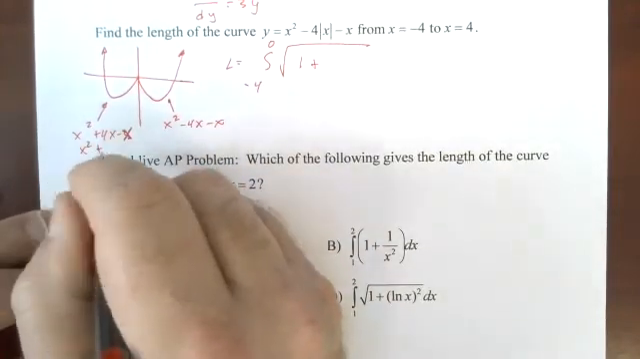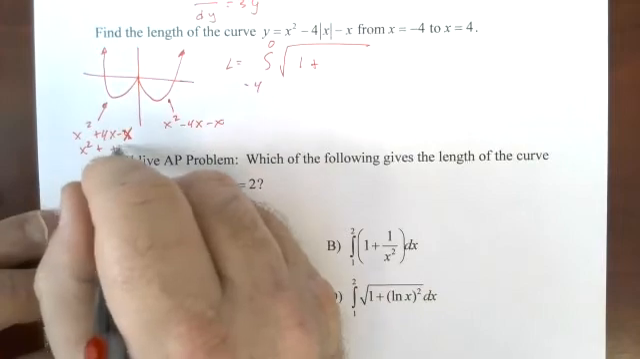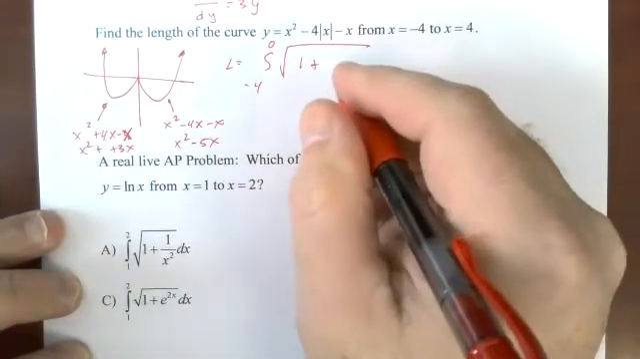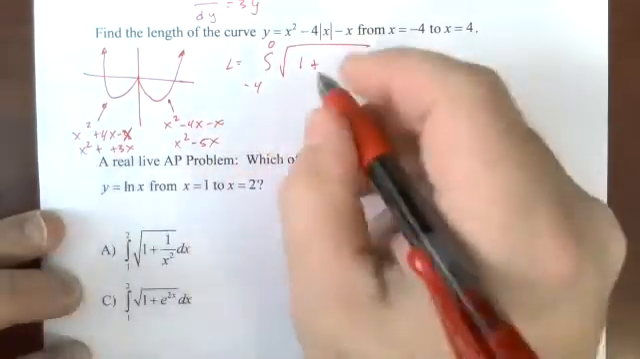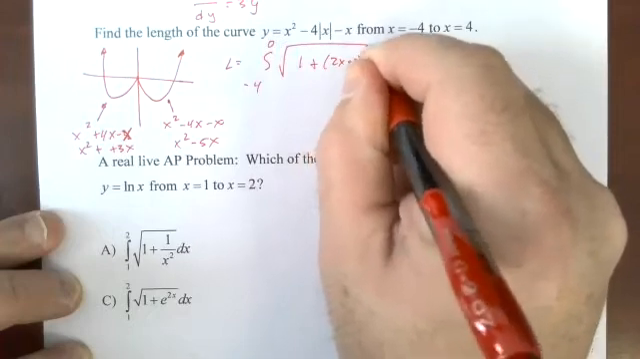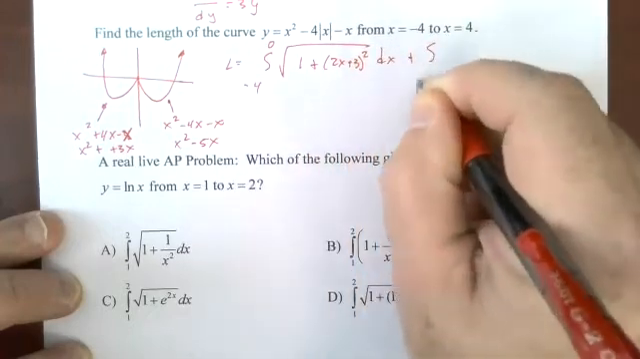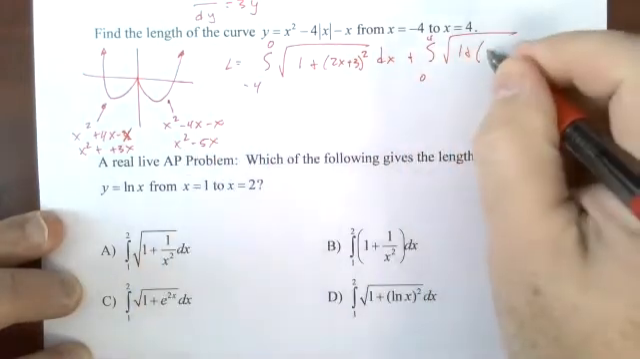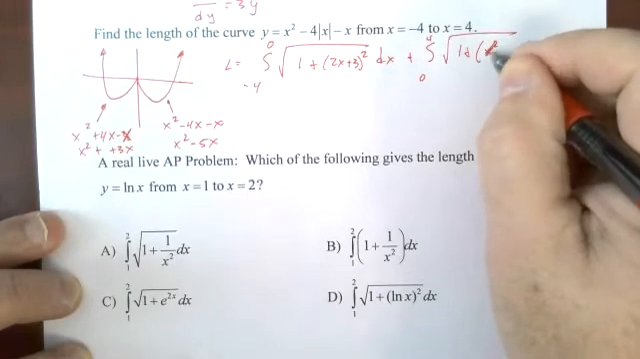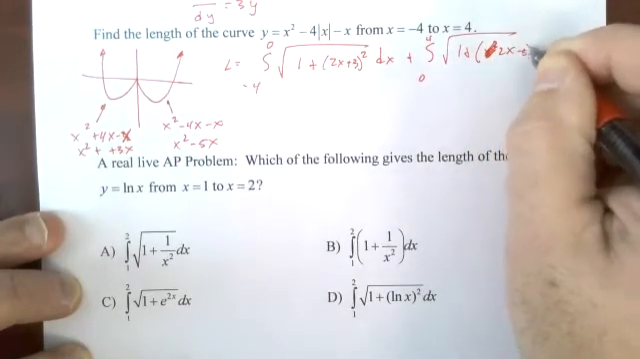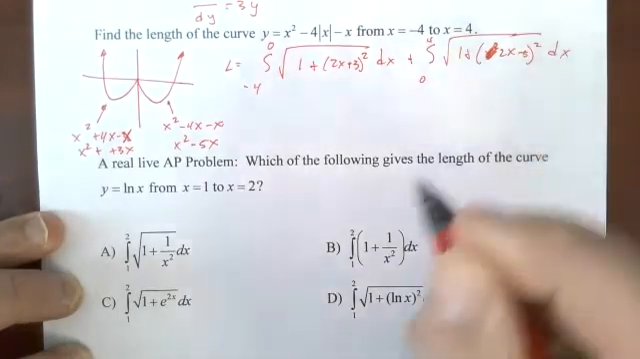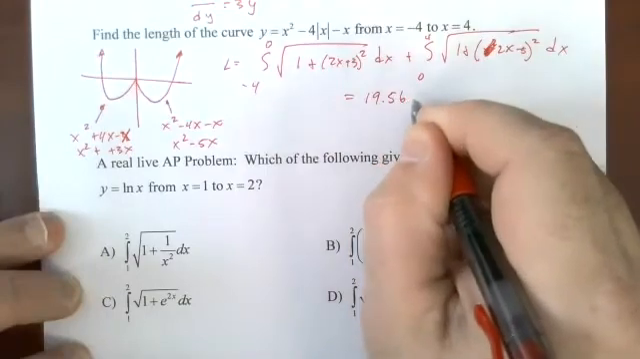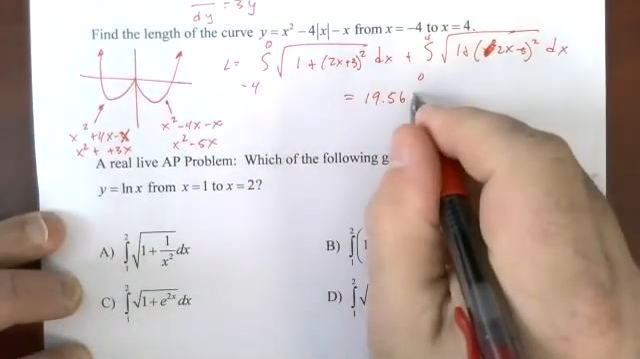In other words, x squared plus 3x. Over here, x squared minus 5x. Oh boy, these problems, they make you work hard. Derivative 2x plus 3. Don't forget the squared like I did. Integral 0 to 4, 1 plus, no, 2x minus 5 squared dx. Blast it all out. 19.560, I think.